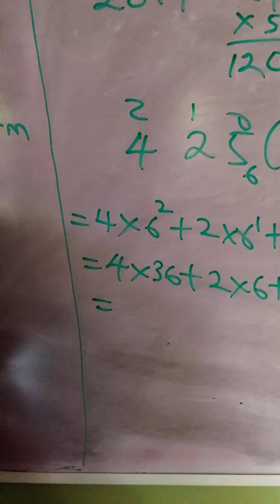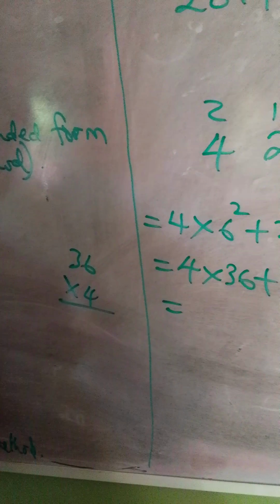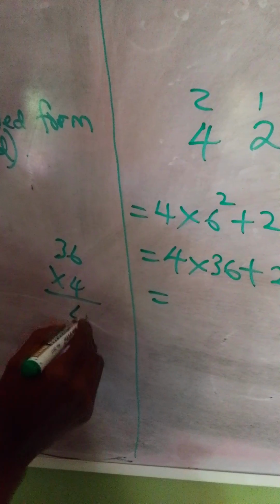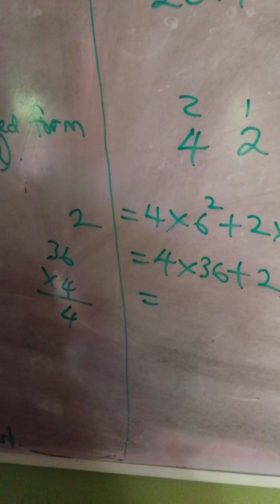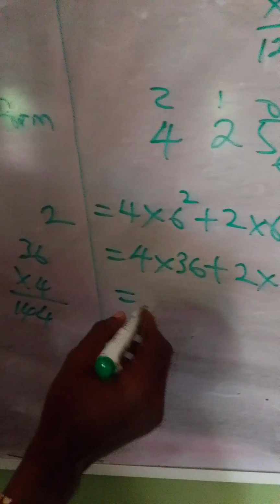Then we have 4 times 36. 36 times 4. 4 times 6 is 24. Then you have 4 carry 2. Then 4 times 3 is 12. 12 plus 2 is 14. That's 144.